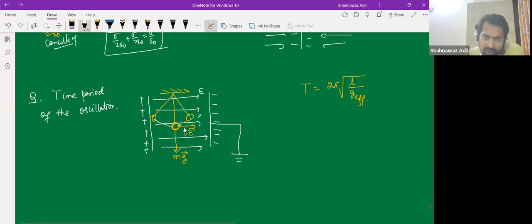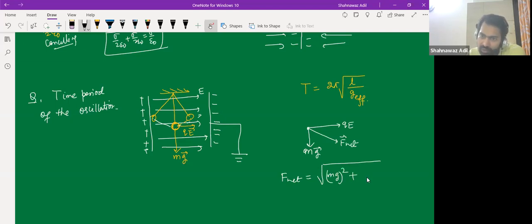We know that the force is mg, and this is qE. So the resultant would be what? This would be the resultant, F net. So the magnitude of F net would be root of mg square plus qE square. Is this part clear? Why did I write root of mg square plus qE square? Is this part clear? Vector sum?